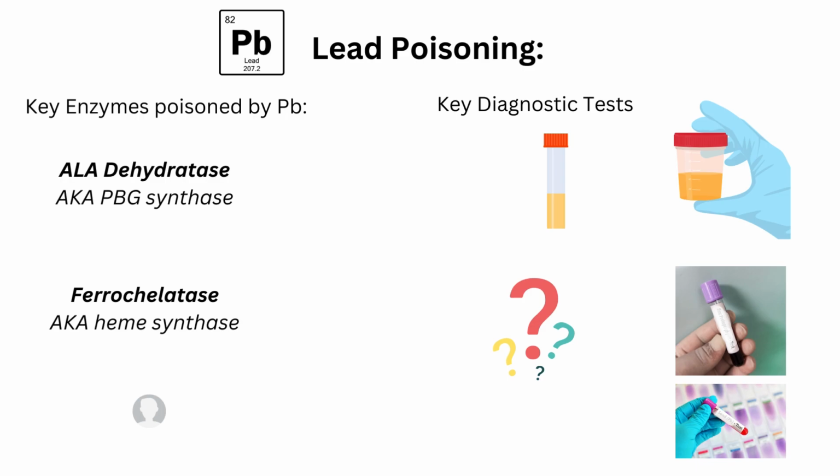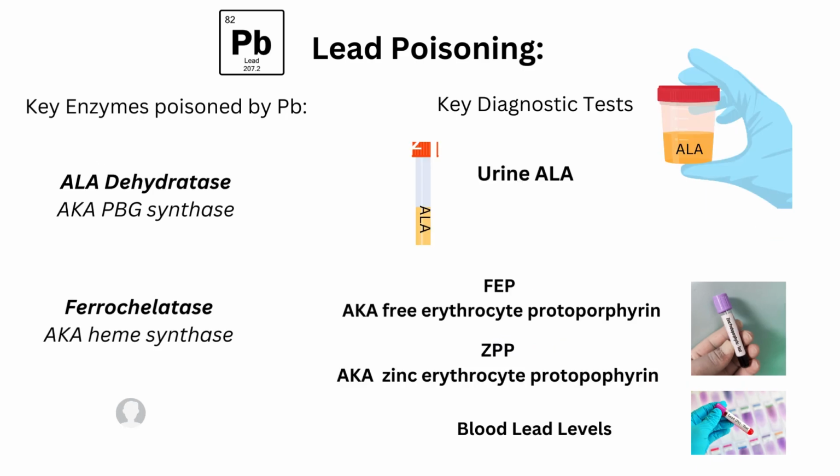What do you think are the key diagnostic tests for lead poisoning? Urine ALA, aminolevulinic acid, free erythrocyte protoporphyrin, zinc erythrocyte protoporphyrin, and blood lead levels.